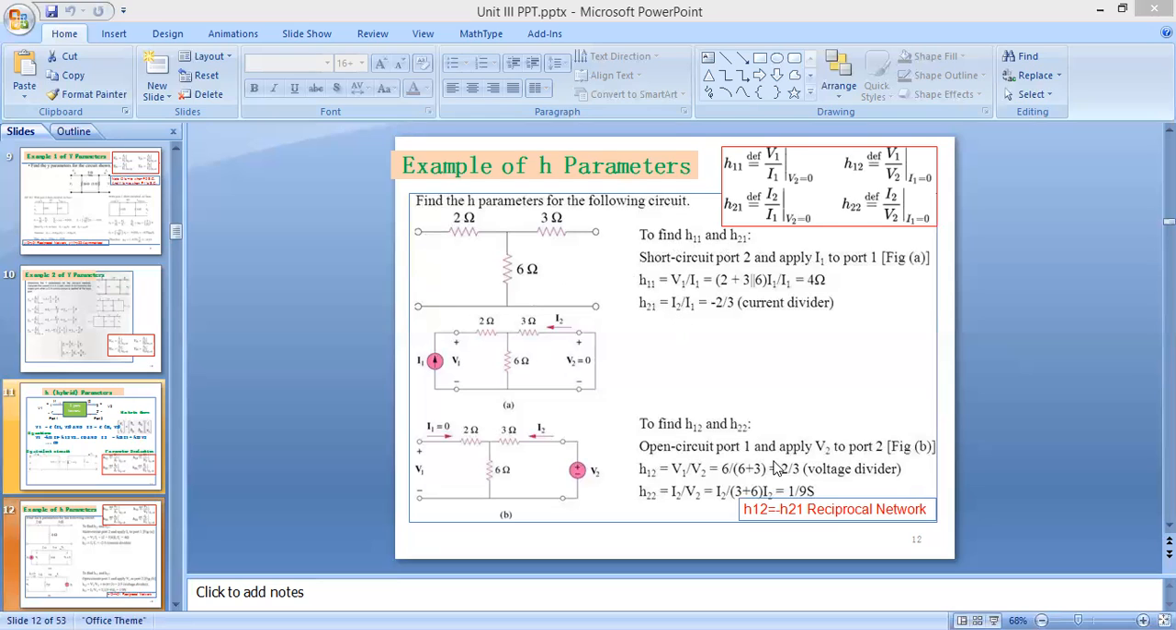And when we are supposed to calculate H22 and H12, at that time we can make port 2 as a Norton. So that's why what we have to do, we have to consider port 1 as an open circuit. हम port 1 को open circuit consider करेंगे and we will give a voltage source here if they have not given the voltage source.